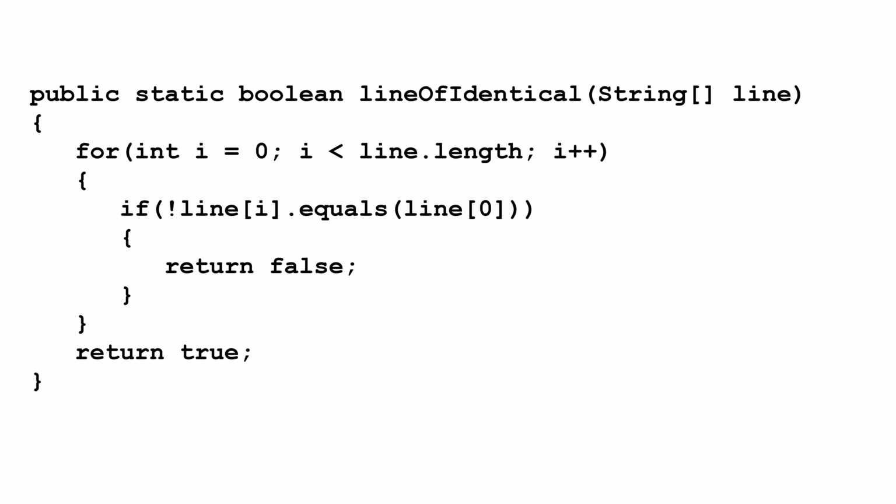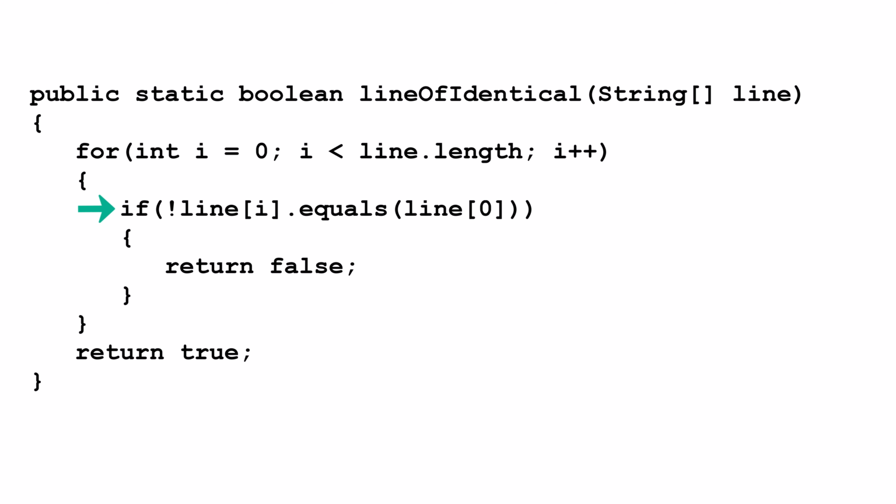Part A solution, lineOfIdentical. This for loop traverses the entire array of String. It compares each value in each index to the contents of index 0. Since we are comparing strings, we use the equals method. We are actually looking for an index that is not equal to index 0, but because there is no not equals method in the String class, we use the equals method and then reverse the value with the not symbol.